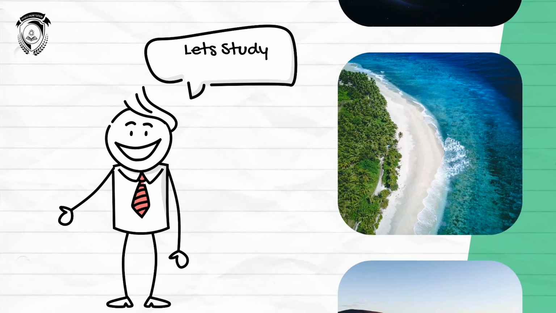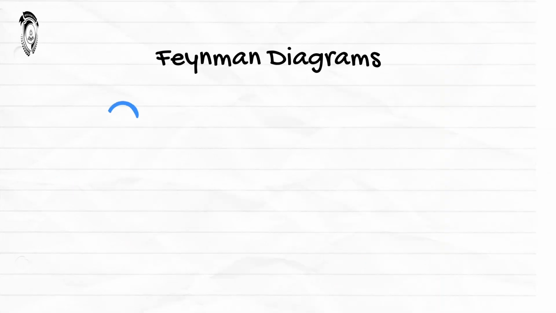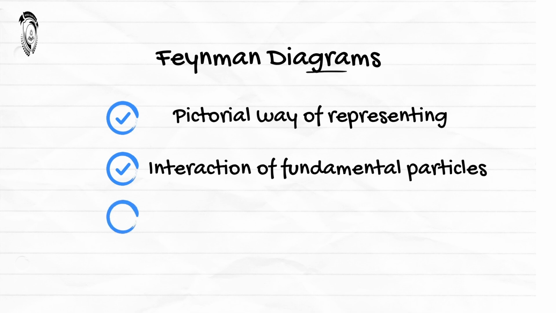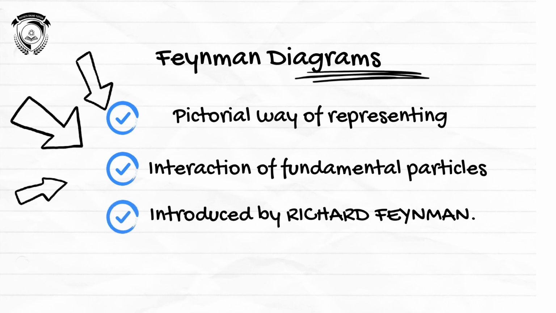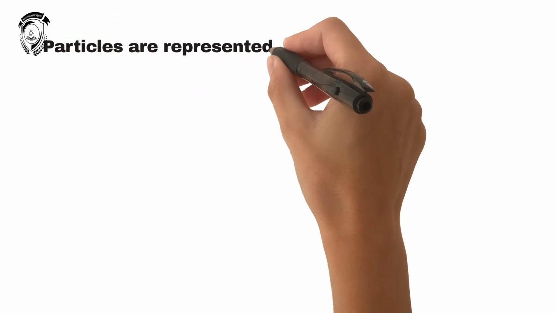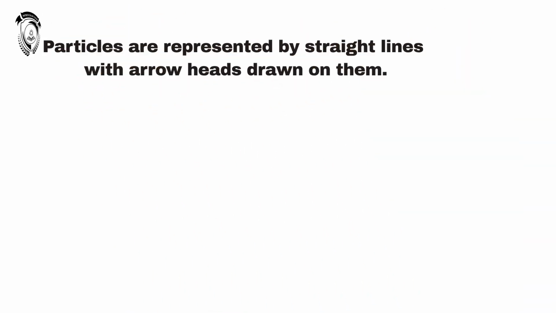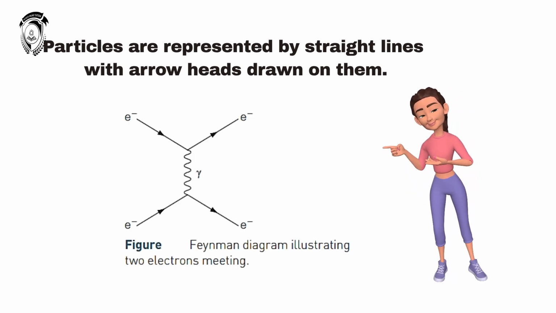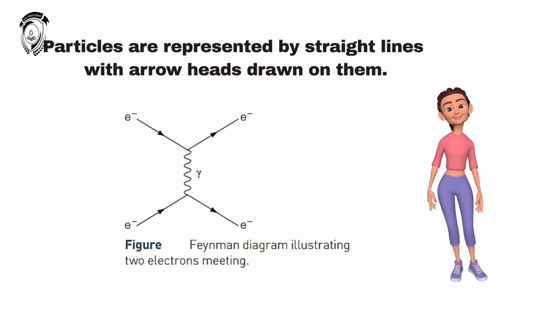Let's study A-level physics, Feynman diagrams. This is a pictorial way of representing the interaction of fundamental particles, and this was first introduced by a scientist named Richard Feynman. In this diagram, the particles are represented by straight lines with an arrowhead drawn on them, and you can see this in the figure in front of you.